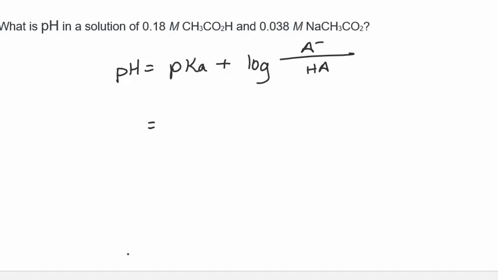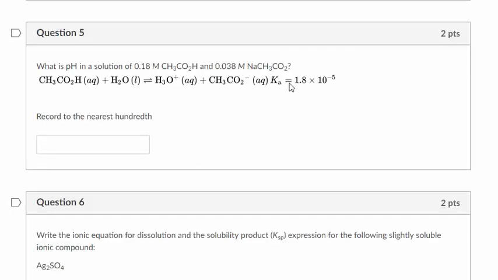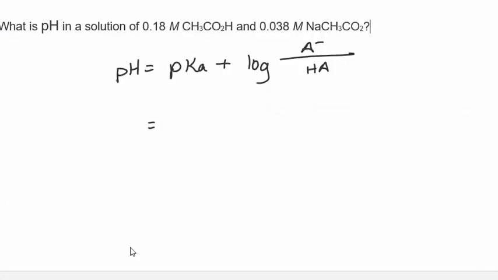Then I take the log of the ratio. So I put my conjugate base, 0.038. The conjugate base is going to be the salt, divided by the original weak acid. So I find when I plug this into the calculator that I get 4.06 for my pH. So that is what, and it says to the nearest hundredth, so that is what I would report in my question.